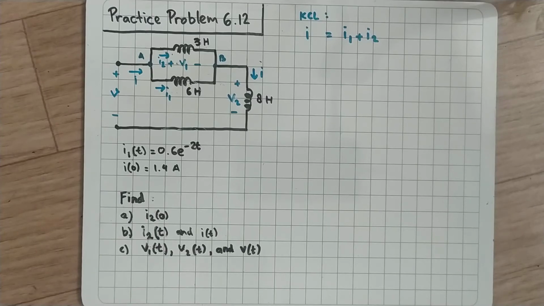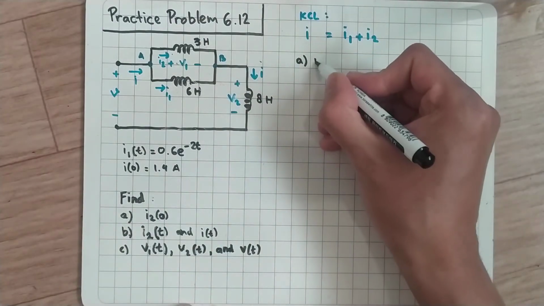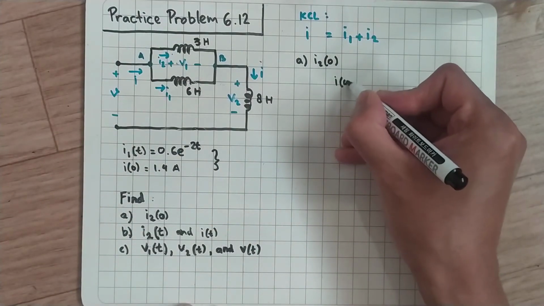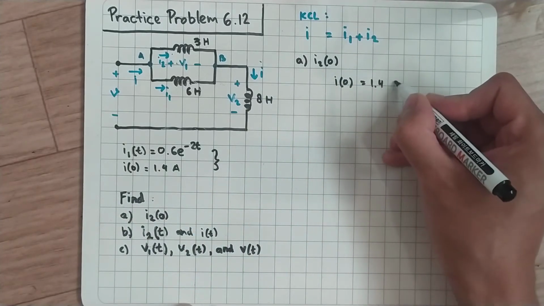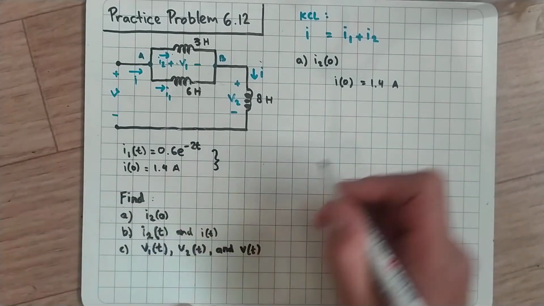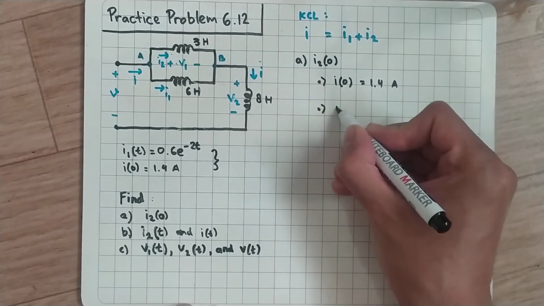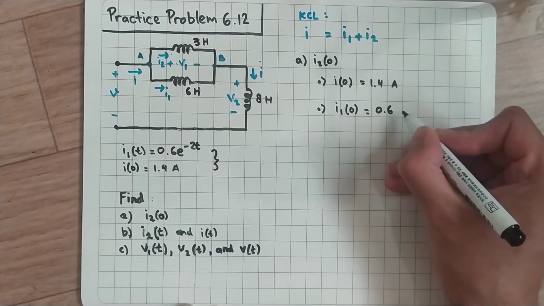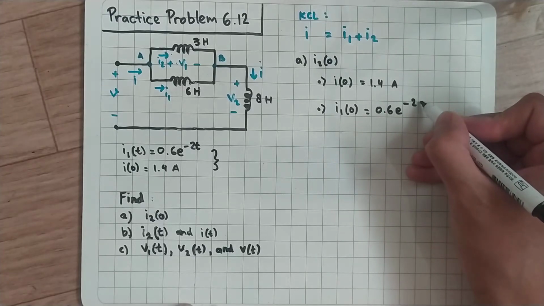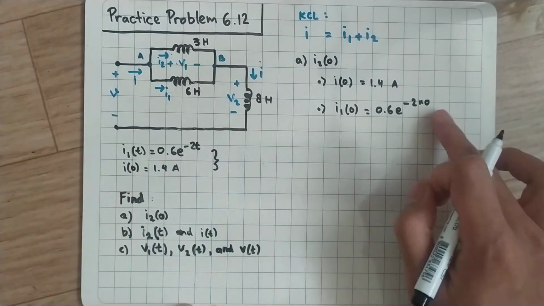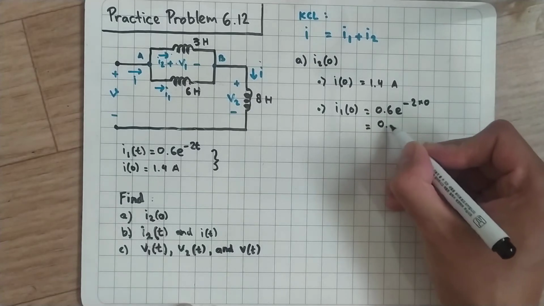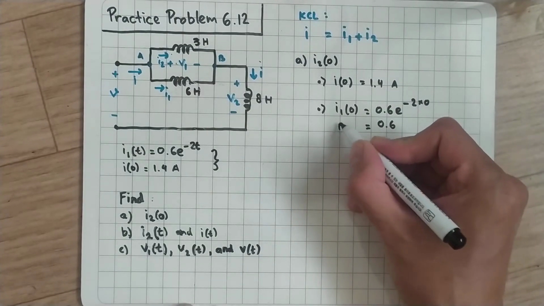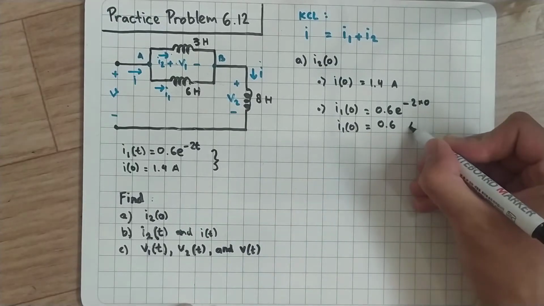So now we are asked to find I2(0) first. We know that I0 is 1.4 ampere. This is given by the problem. And we can find I1(0). How to find it? We can just plug 0 into this function, 0.6 e to the minus 2 multiplied by 0, because we substitute t with 0. So we have 0.6 e to the 0, which is equal to 1, and we get I1(0) is 0.6 ampere.